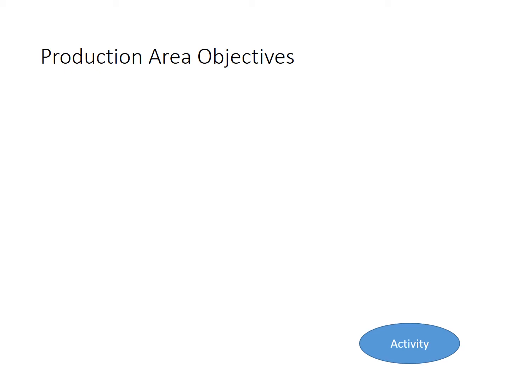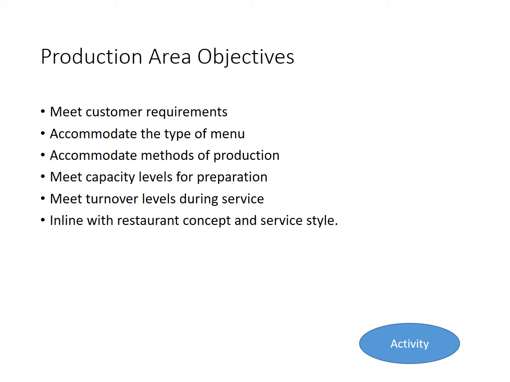So, production area objectives. Let's have a look at these. These include to meet the customer requirements, meet the customer's needs, accommodate the type of menu, accommodate methods of production. What methods of production do you need? Depending upon the level, depending upon the chef and the detail that's required, you might need special equipment as well. Meet capacity levels for preparation, meet turnover levels during service, and be in line with the restaurant concept and service style.